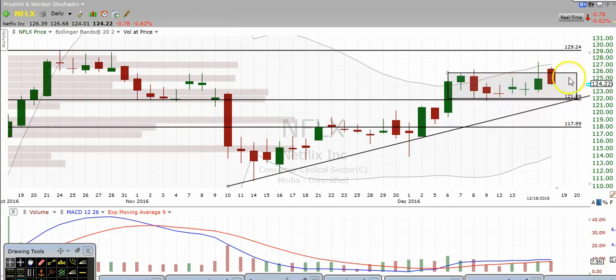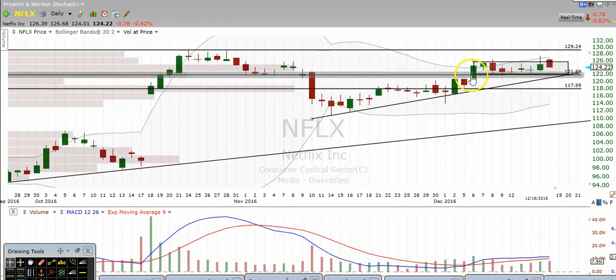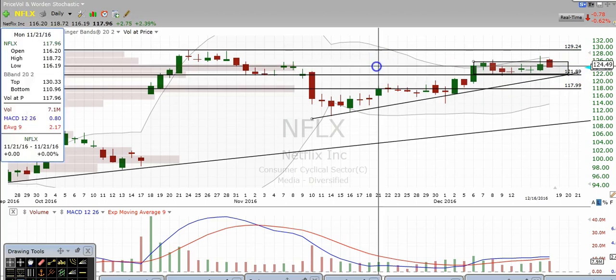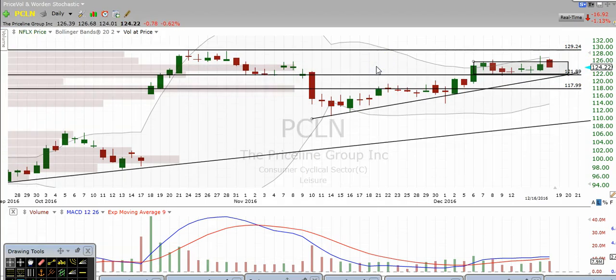The next one we're going to take a look at is Netflix. Netflix still in this box, okay? Lots of support right here at about 122. You can see from the lows of all these candles right here acting as support. We also have an uptrend line right here. Lots of touches. And if we hold this, we can come up here and retest that 130 resistance up there. So that uptrend line is something that you want to see hold if you're bullish on Netflix.